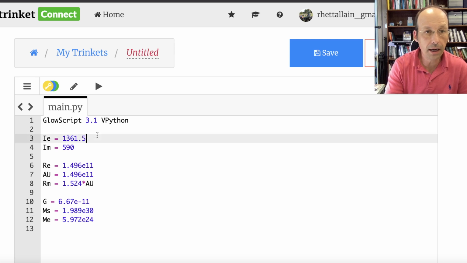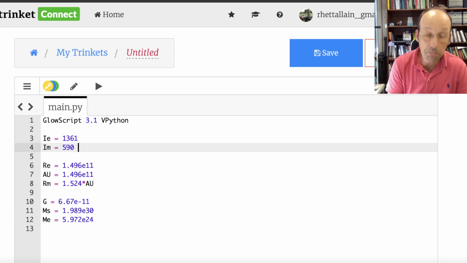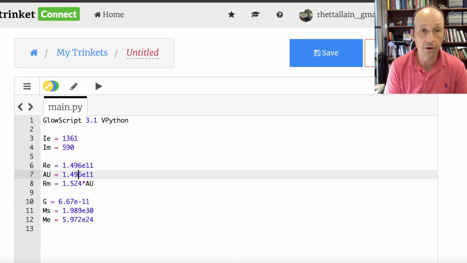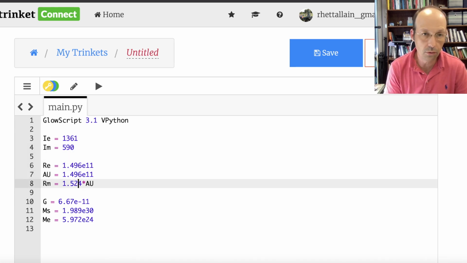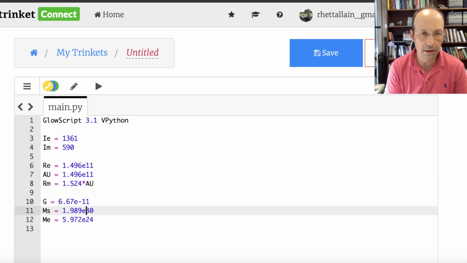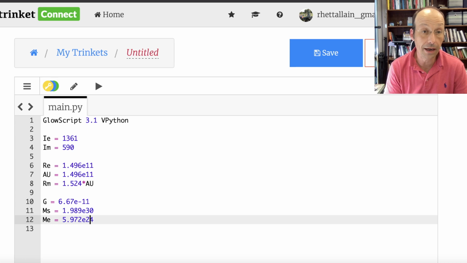So here is my intensity at the Earth. I put that at 1. That's what I've looked up as the intensity at the solar, and the solar irradiance, which I call the intensity, is in watts per meter squared on Mars. Here's the orbital radius of the Earth. I put it in AU. This is the orbital radius of Mars, multiplied by AU. G, I'll need that later. Mass of the sun, mass of Earth, I actually need that in just a little bit.